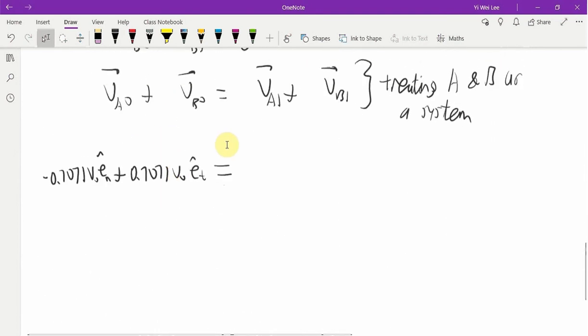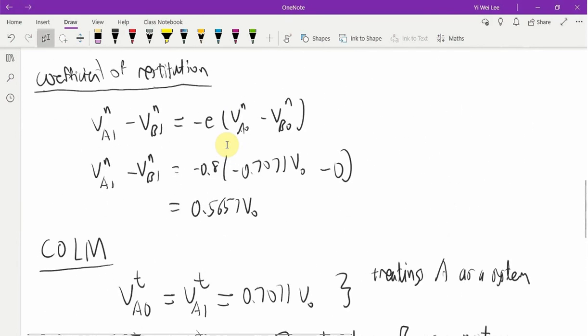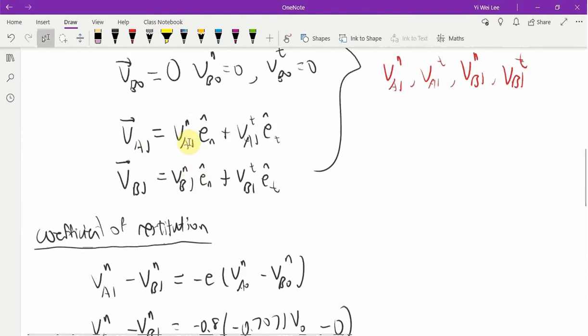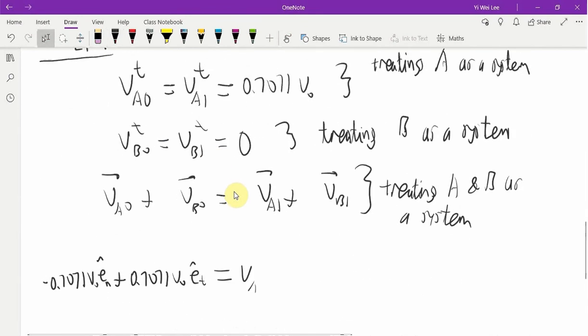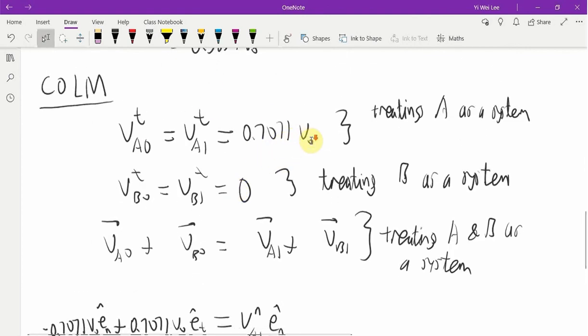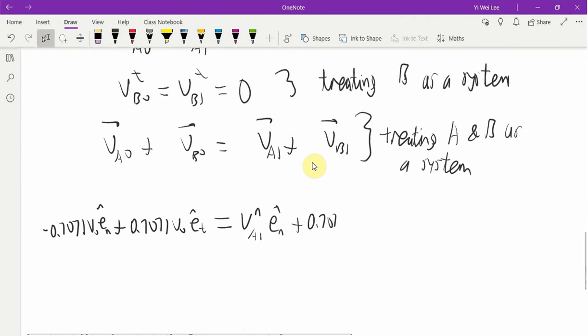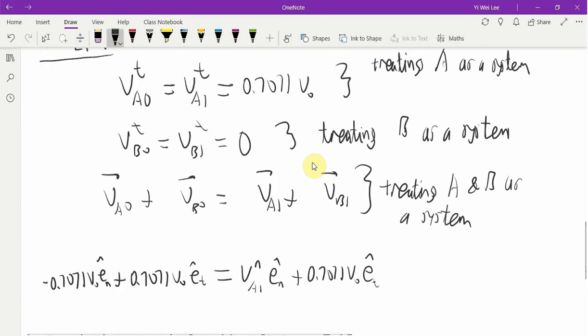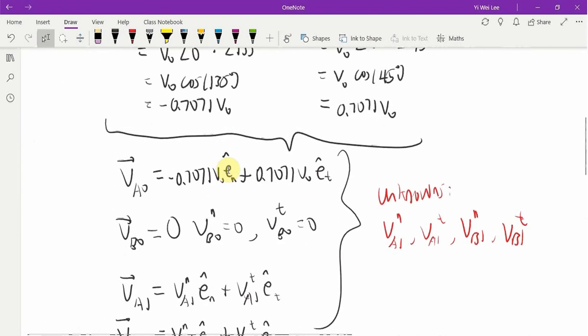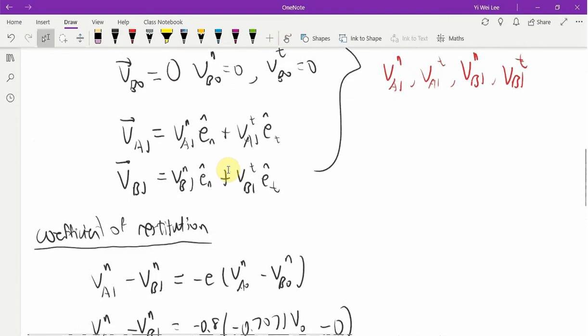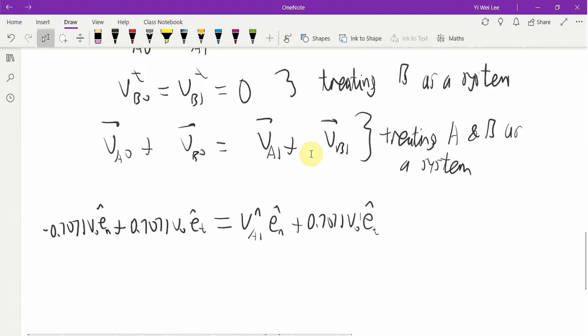However, we have some progress on our VA1, right? Our VA1N is something that we haven't checked out yet. VA1N, just retain it. Our VA1T is equal to 0.7071 V naught ET. Look at that. That's what I got for VA1. Right. How about VB1? Do we know anything about VB1? First of all, we do not know anything about VB1N.